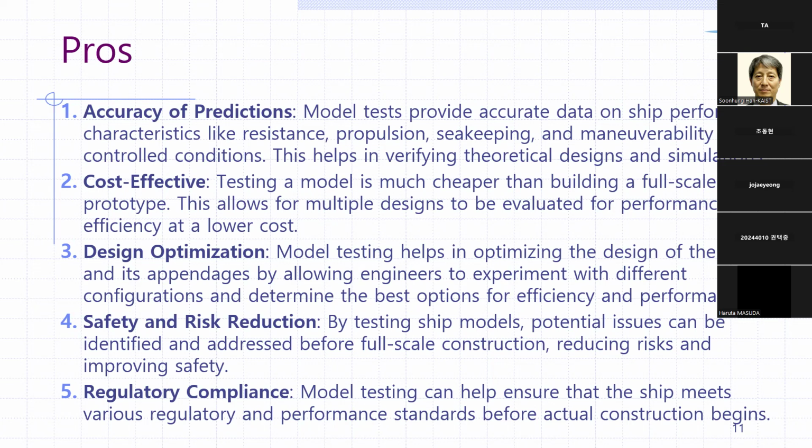And design optimization: if you do a test, you can optimize the design afterwards with the results. Safety and risk reduction also relates with design optimization, but also if you want to test with real ships, that is not approved. People need to be on the ship, which is kind of risky. And regulatory compliance. This is also like pre-testing before actual operation.